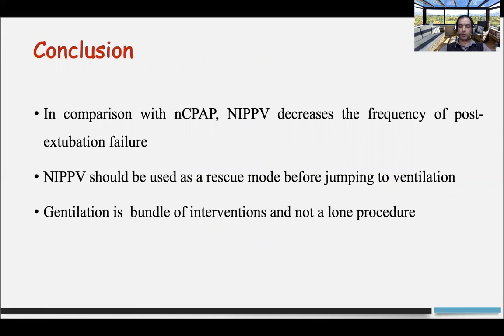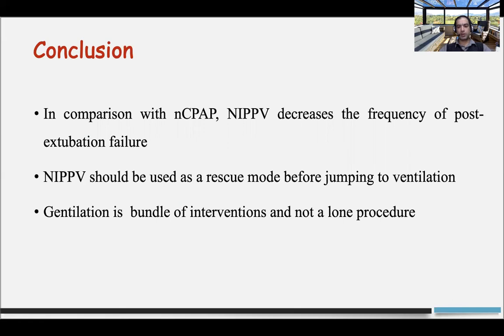To conclude, in comparison to nasal CPAP, NIPPV decreases the frequency of post-extubation failure, especially in VLBW babies. NIPPV should be used as a rescue mode before jumping to ventilation. Remember that ventilation or lung protective strategy is a bundle of interventions, and no single device or mode is a magic bullet.